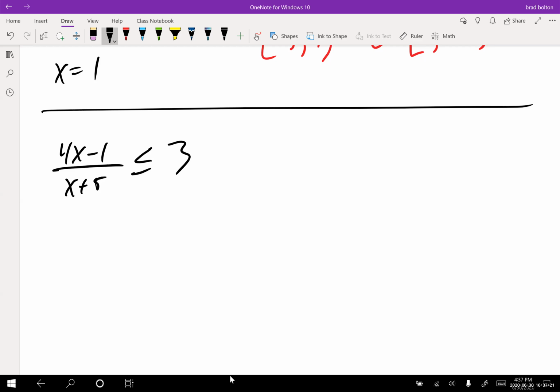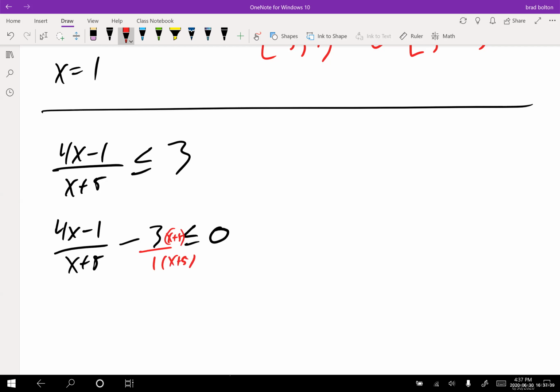So again, you want it with a 0 on the right-hand side, right? So I'm going to write 4x minus 1 over x plus 5, minus 3 is less than or equal to 0. So now this has a 1, so I need to give it an x plus 5 and an x plus 5, so they have the same denominator, because I want one rational function. I just want one big fraction bar. So this is going to become 4x minus 1 over x plus 5 minus 3 times x plus 5 all over x plus 5, and that's going to be less than or equal to 0.